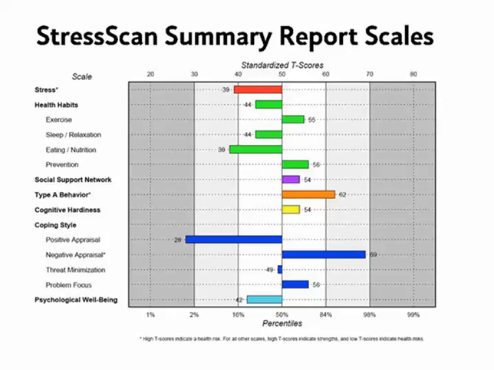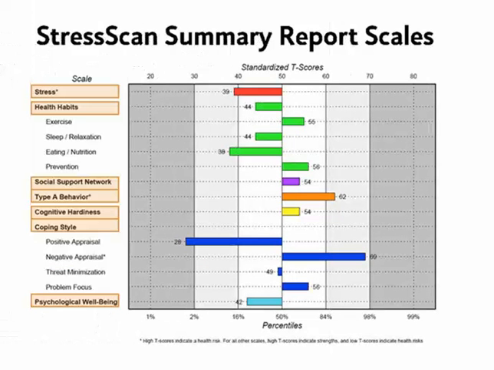You'll notice that there are bar graphs, some pointing perhaps for you on the left and others pointing to the right across all of the major StressScan scales. And you can see on the next slide that we've highlighted some of the major StressScan scales that we'll be looking at. And those include perceived work and life stress, health habits, social support network, type A behavior, cognitive hardiness, coping style, and psychological being.